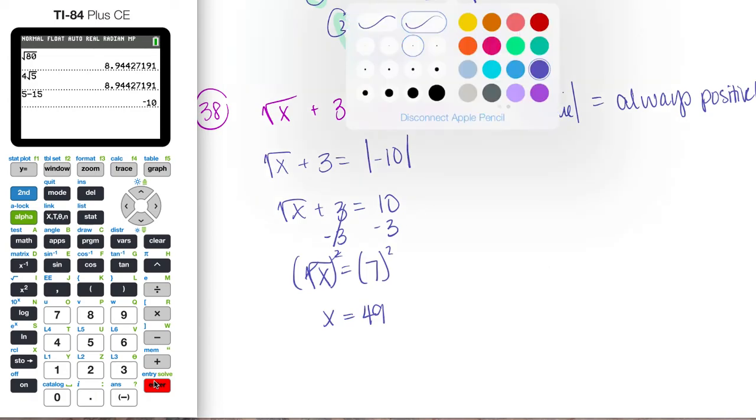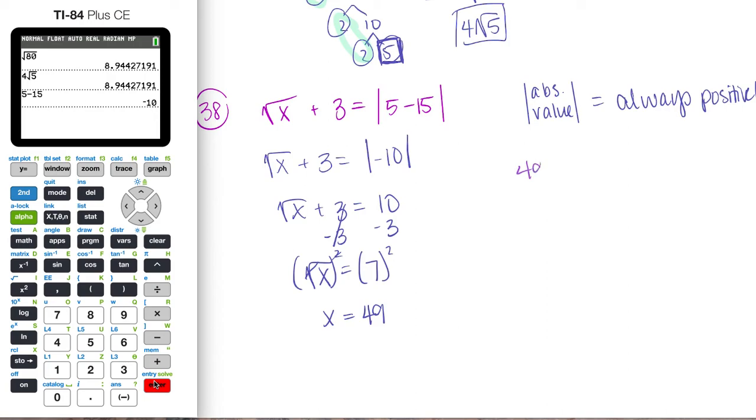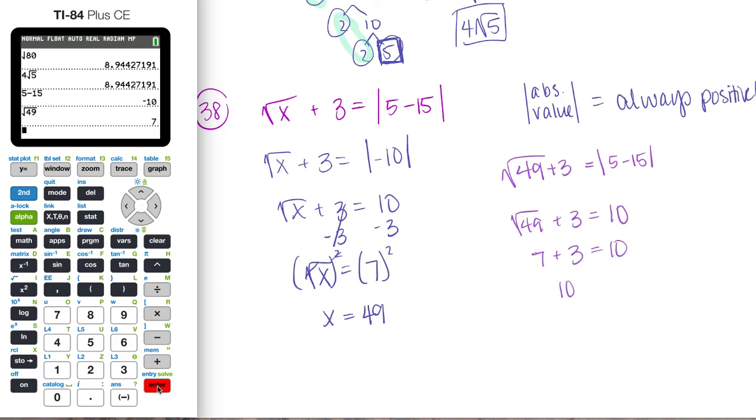You can always check yourself. We're going to have the square root of 49 plus 3 equals the absolute value of 5 minus 15. We already said the absolute value of 5 minus 15 is positive 10. The second square root of 49 is going to be 7. So 7 plus 3 equals 10. 10 equals 10. So you can check yourself by plugging your numbers in.